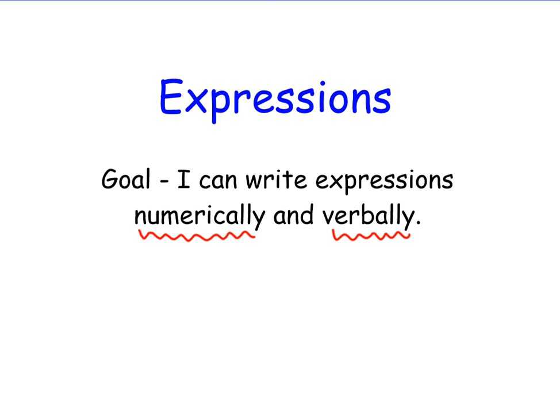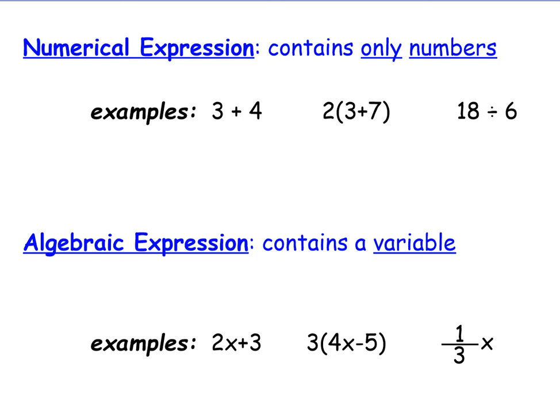All right, so our first thing is we're going to look at numerical expressions and algebraic expressions. With numerical expressions, if you just look at the word numerical, it looks like the word number, which is exactly what a numerical expression is. It contains only numbers. So here we have 3 plus 4. That's something that you've seen a lot. We have 2 parentheses, 7 plus 3 close parentheses. We just worked with that with the distributive property. And then here we have 18 divided by 6. You've worked with numerical expressions for most of your academic career.